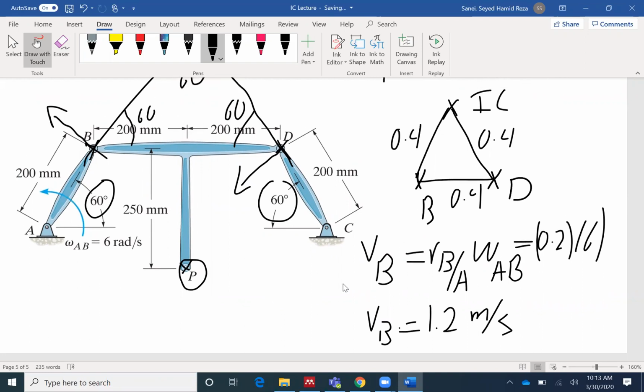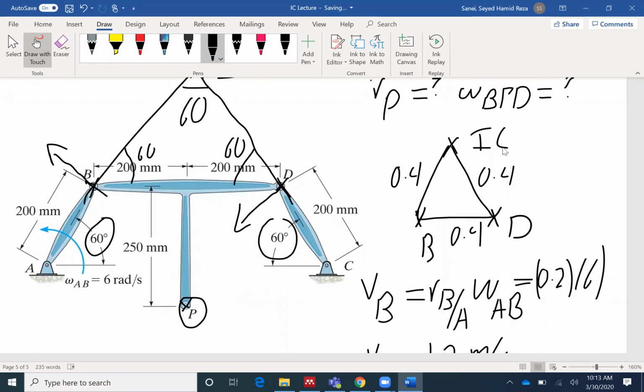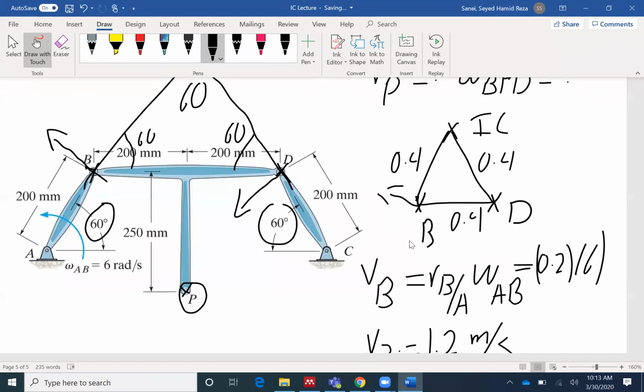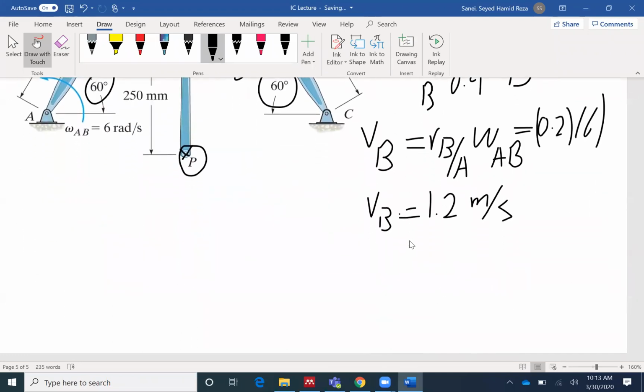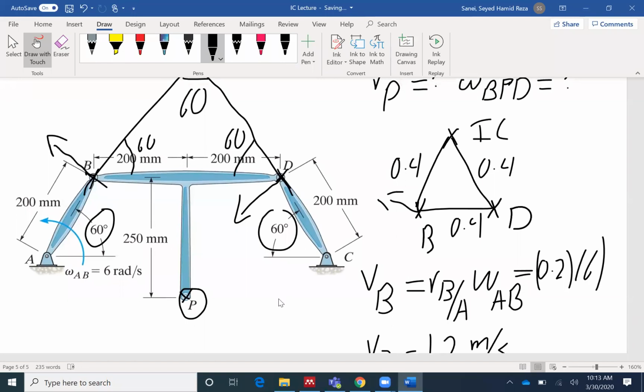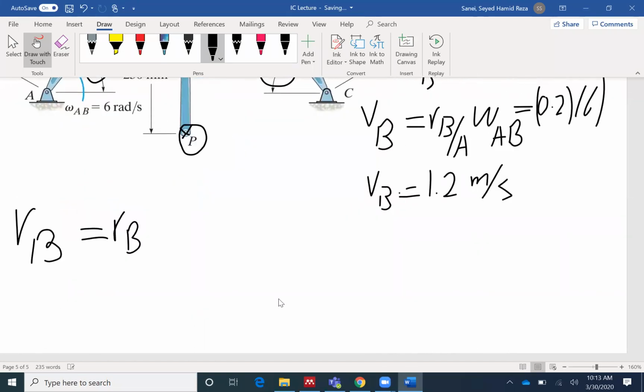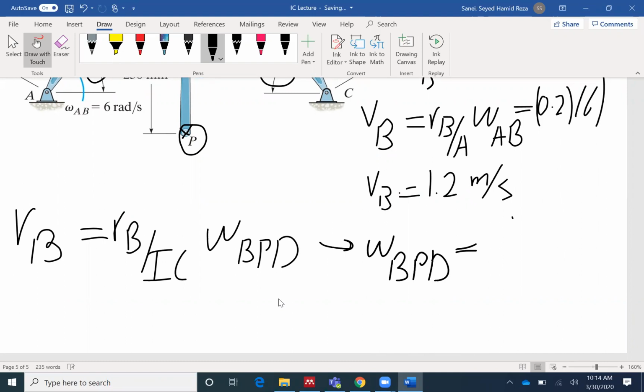Now that I have the velocity at B, I can find the unknown omega BPD. Point B is on member BPD, so the velocity at B is the distance from IC to B times omega BPD, so the only unknown is omega. The velocity is 1.2 and the distance is 0.4, so omega would be 3 radian per second.